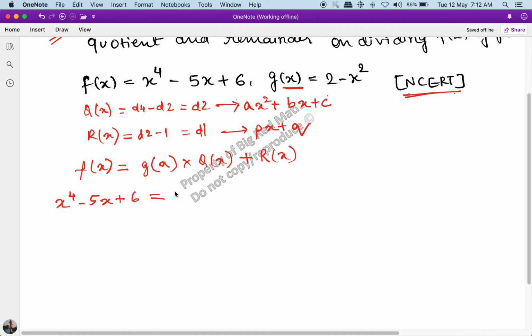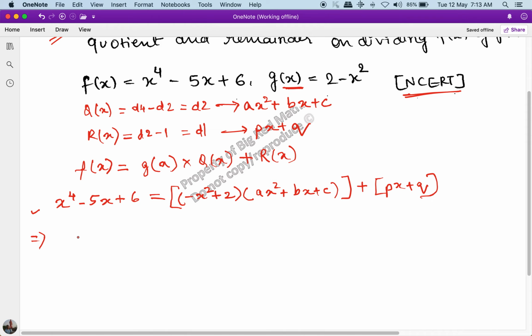This is f(x), and this is equal to g(x), which is 2 minus x square, and for the sake of following the order of the degree, I will write this as minus x square plus 2. This multiplied by q(x), which is ax square plus bx plus c, and this plus the remainder, which is px plus q. Now let the LHS be as it is. I will operate on the RHS because this is going to be a very lengthy term.